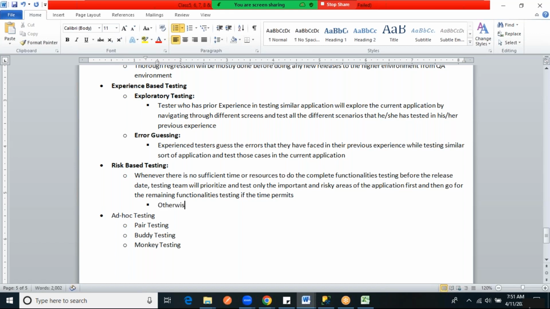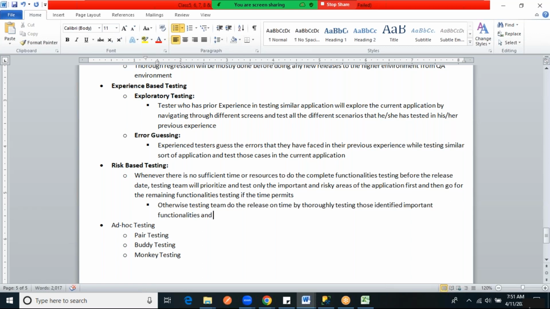What will you do otherwise? Otherwise, the testing team does the release on time by thoroughly testing those identified important functionalities and features, by communicating to the business on the same.